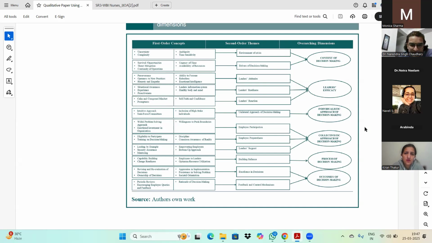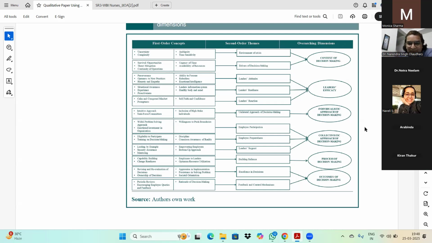From the open coding, they have gone to the second order, which is axial coding. Then they were trying to make sense of whether there is a relationship between second order themes. They identified second order themes: environment of crisis and drivers of decision making, which means context of decision making. Then leaders' attitude, leaders' readiness, leaders' reaction.